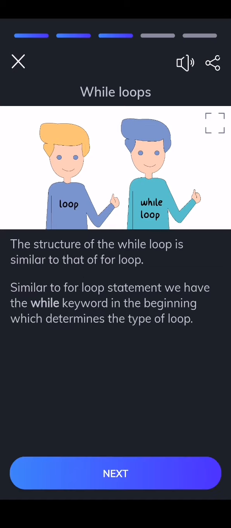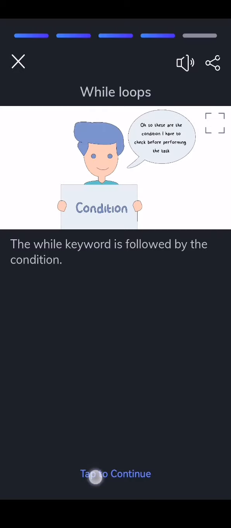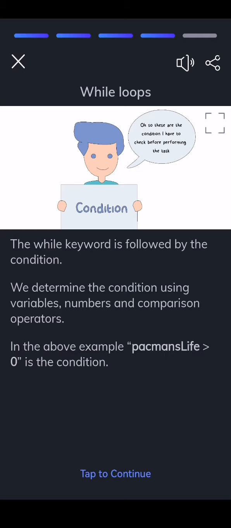Similar to the for loop statement, we have the while keyword in the beginning, which determines the type of loop. The while keyword is followed by the condition. We determine the condition using variables, numbers and comparison operators. In the above example, Pac-Man's life greater than 0 is the condition.